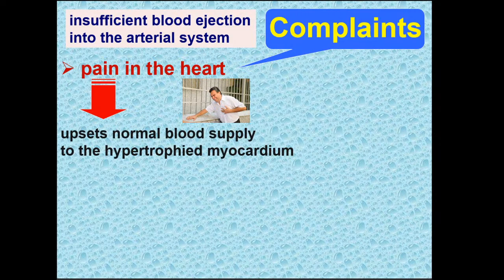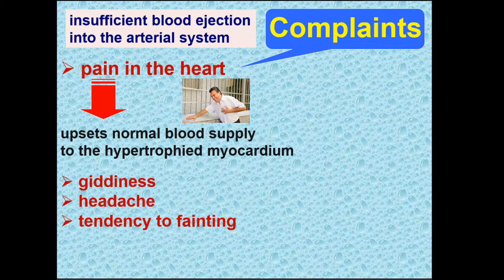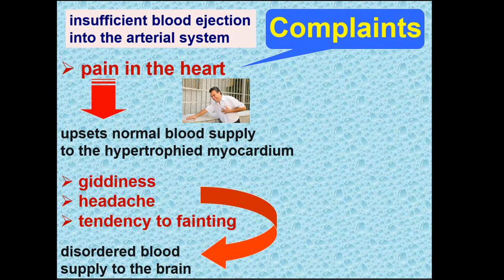Blood supply is non-adequate. We remember about compensatory hypertrophy of the myocardium, which needs more intensive blood flow because the mass of the muscles increased. Problem with the central nervous system. I said to you, the brain is very sensitive to low blood flow. The patient feels giddiness, headache, and a tendency to fainting due to disordered blood supply to the brain.